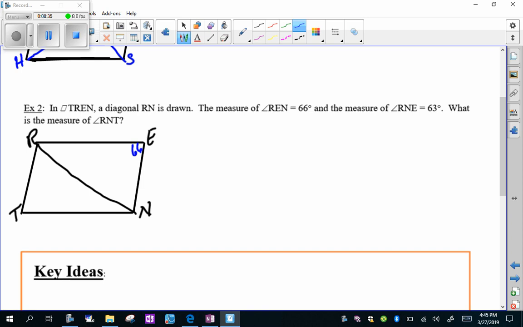And the measure of RNE is 63. What is the measure of RNT? RNT. So I'm looking for this measure right here. There are a number of different ways of approaching this problem. All right, again, one of the properties of a parallelogram is that the diagonal splits it up into two congruent triangles. So let's go to my highlighter. Yellow should work.